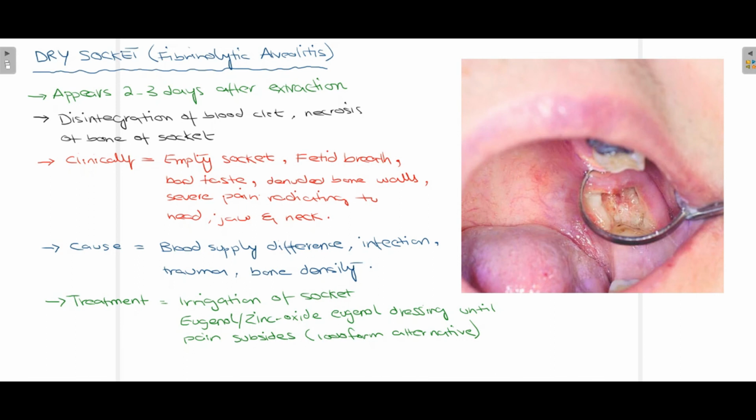So in this video, we talked about the most common complications that we encounter after the tooth has been extracted, that are called post-operative complications. We talked about edema, dry socket, painful socket, granuloma, trismus. We talked about all of these complications and how we diagnose and manage them clinically.